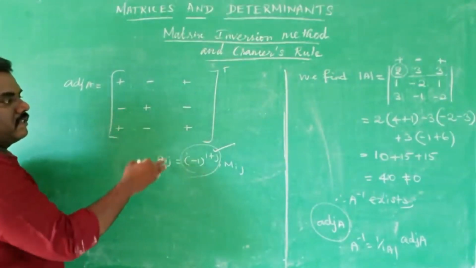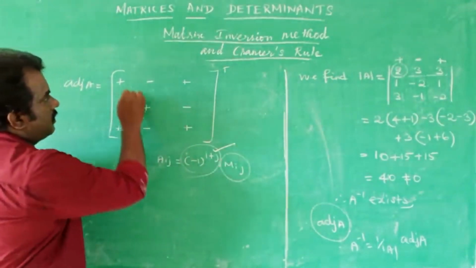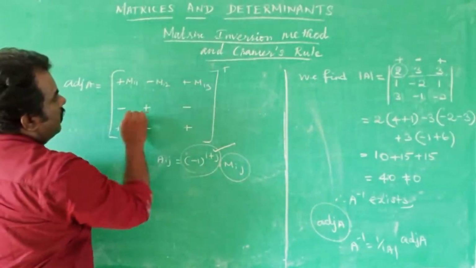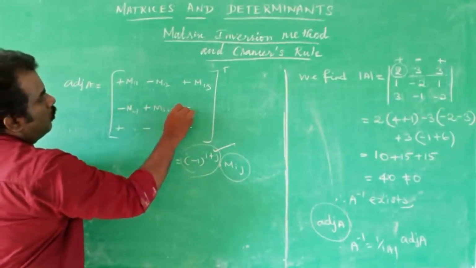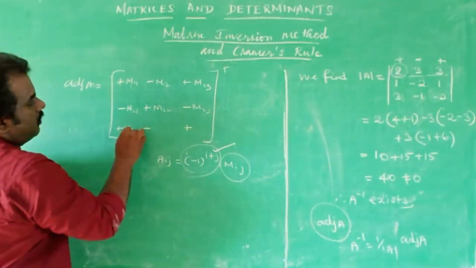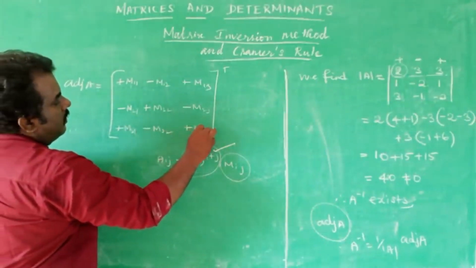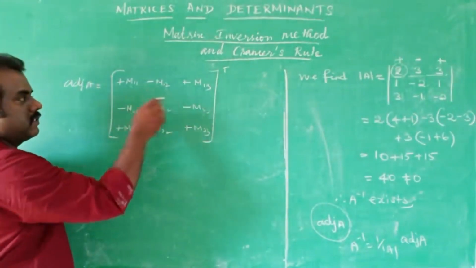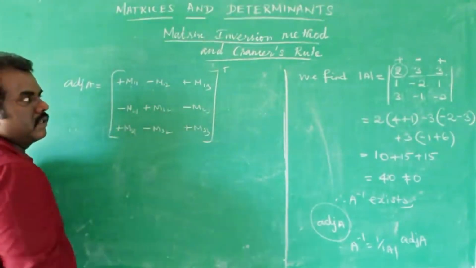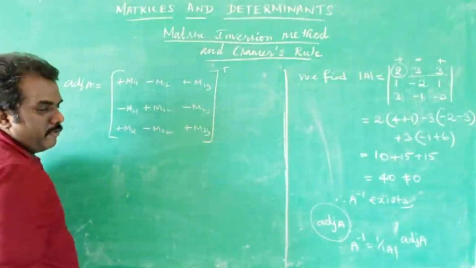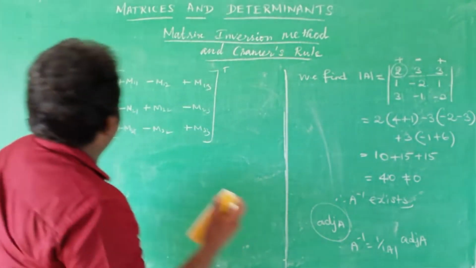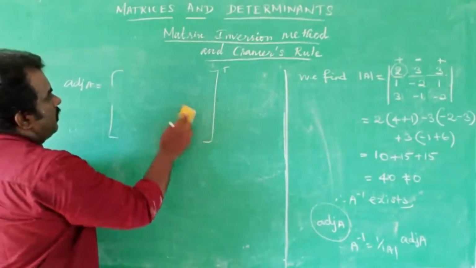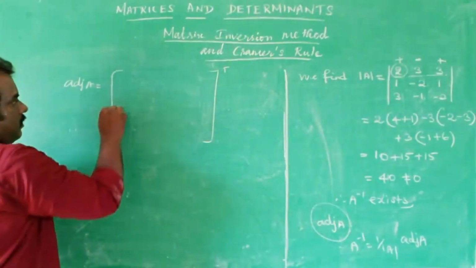We have to write the signs along with the minor elements M11, M12, M13. The next is M21, M22, M23. Next is M31, M32, and M33. So we have to check the value of the minors along with the signs plus minus plus, minus plus minus, plus minus plus. These are the cofactors, and taking the transpose of the cofactors, we get the value of adjoint A. Now I can go for adjoint A for the given question.